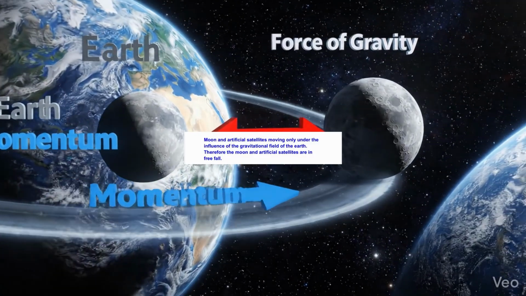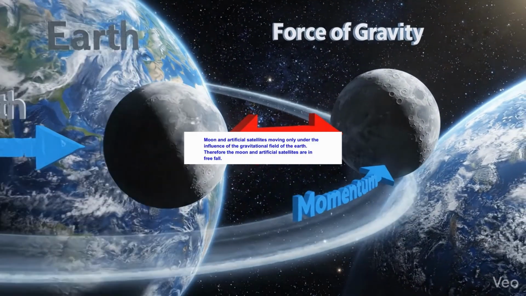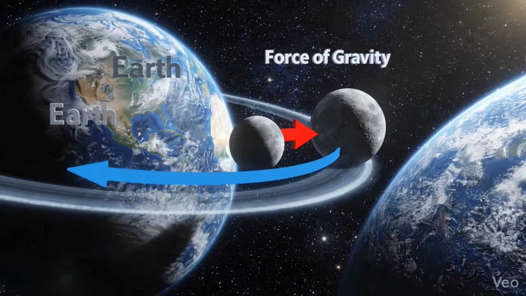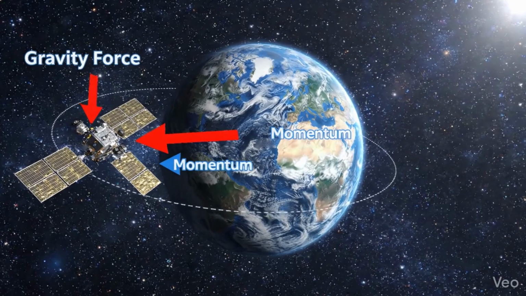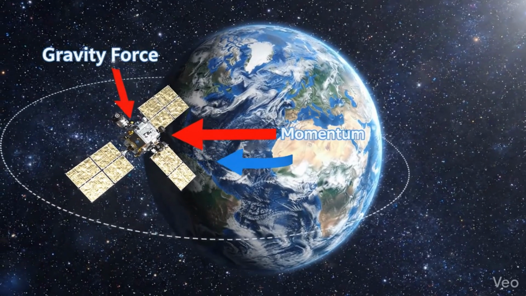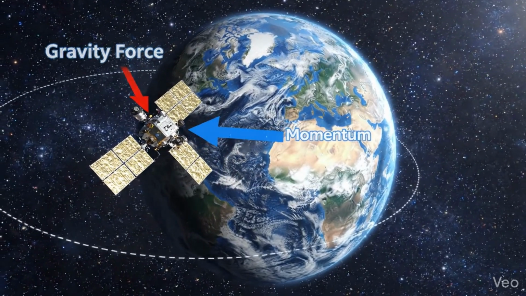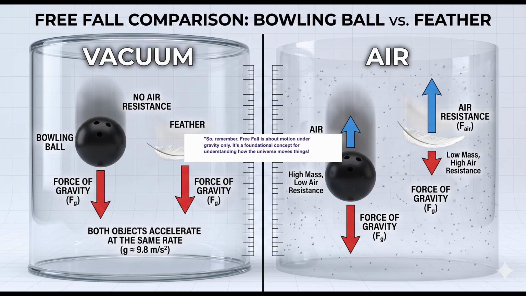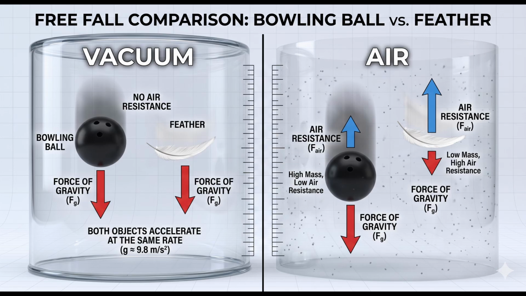The moon and artificial satellites move only under the influence of the gravitational field of the earth. Therefore, the moon and artificial satellites are in free fall. So remember students, free fall is about motion under gravity only. It is a foundational concept for understanding how the universe moves things.